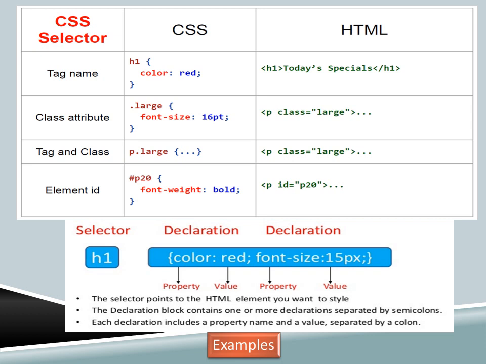Like in the next example, here the selector is h1 and we are giving some declaration, which means we are giving a value to a property. Here color red means red is the value for the property color, and wherever we use the h1 tag, the contents will be displayed in red color and the font size will be 15 pixels.